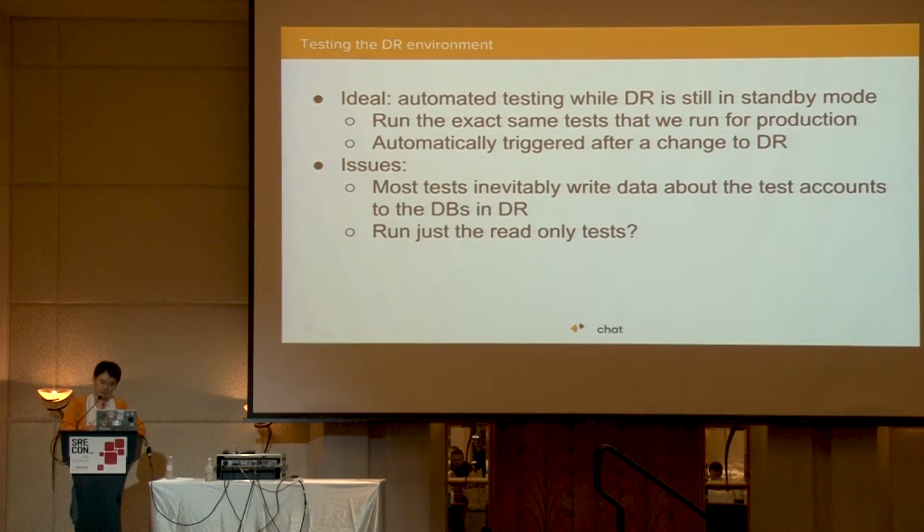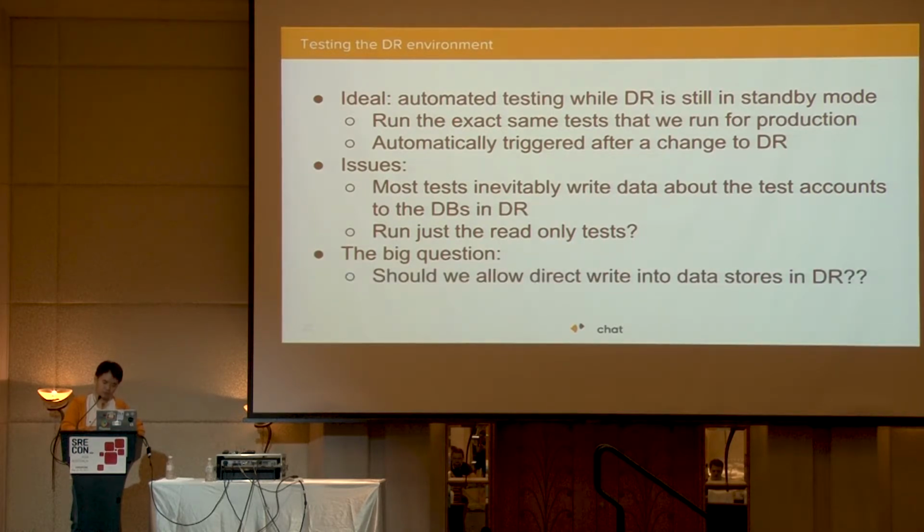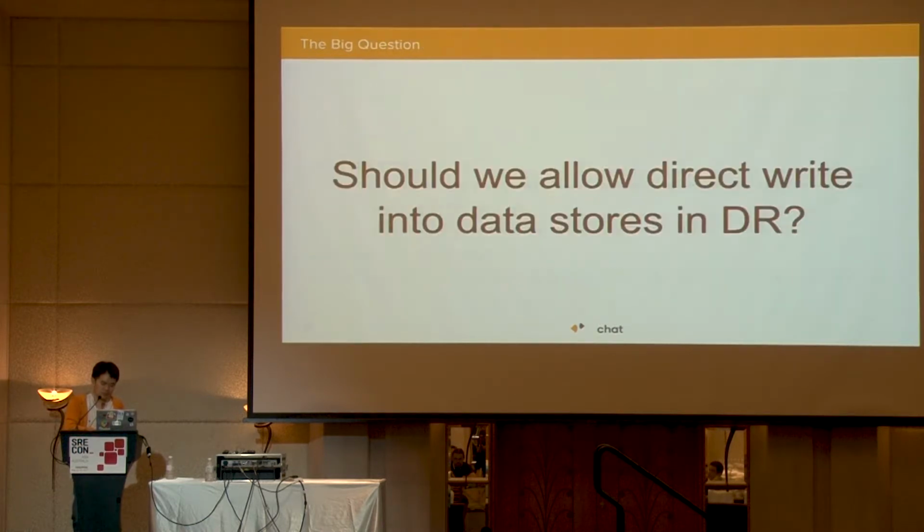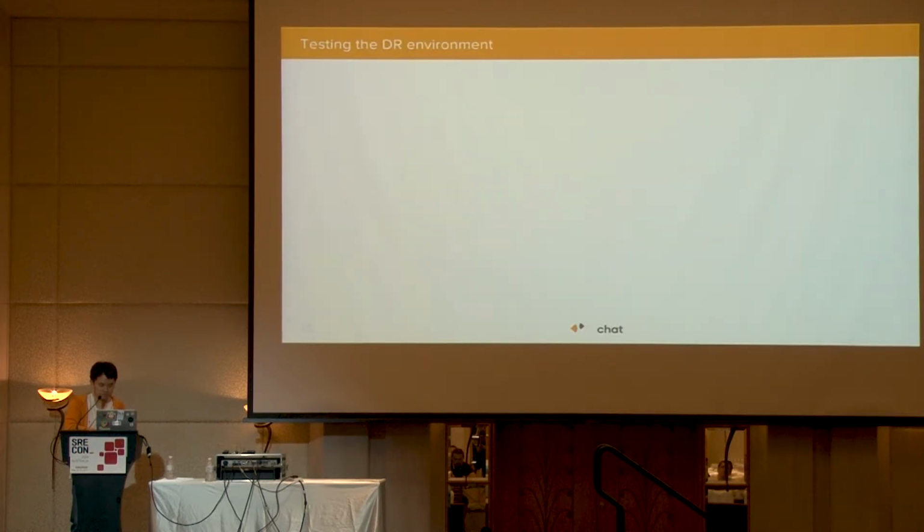So then we asked, can we just select the subset of the tests that are read-only and run them? But there are only very few of them, so there's not even an option to go with. So to us, the big question that we keep asking ourselves is, should we allow direct writes into the data stores in DR, things that are not coming from replication, but really from the application itself? Should we allow direct writes into the data stores: MySQL, Elasticsearch, Redis, and all these different databases?